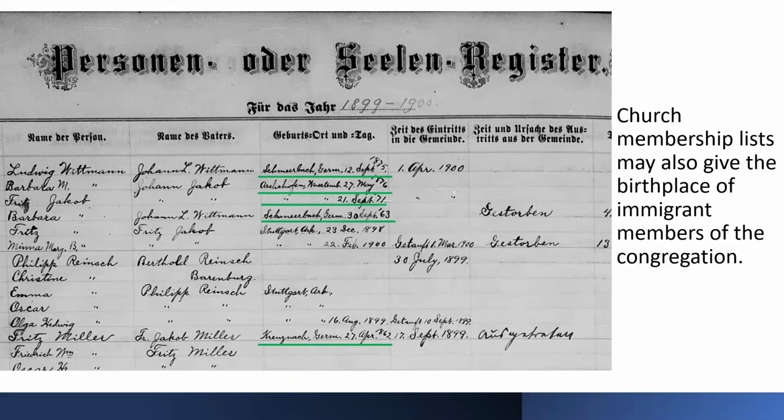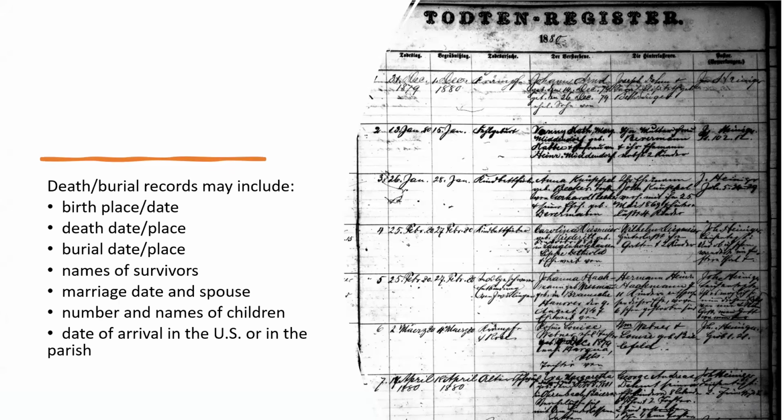Church membership lists may also give the birthplace of immigrants, members of the congregation, as in this example. Death and burial records can also include the birth date and place, as well as other information.